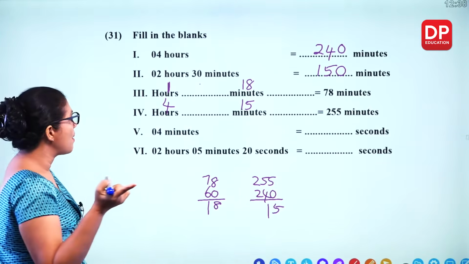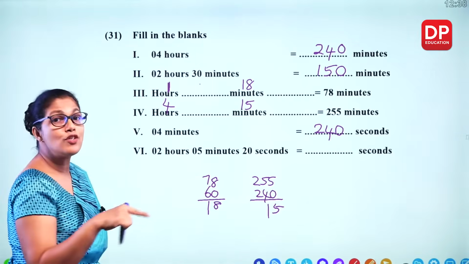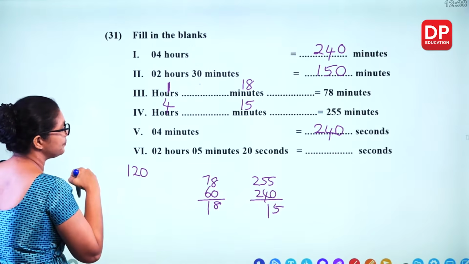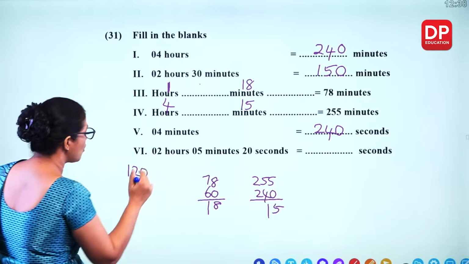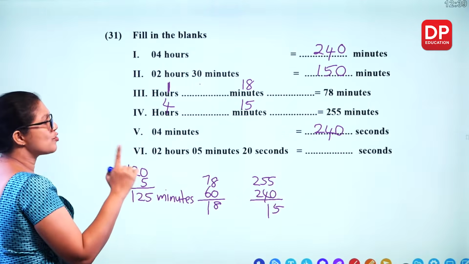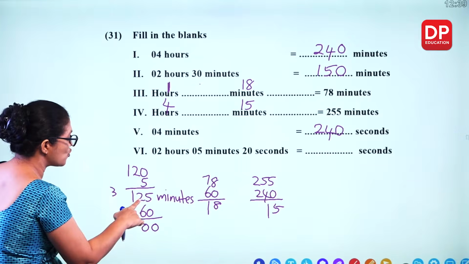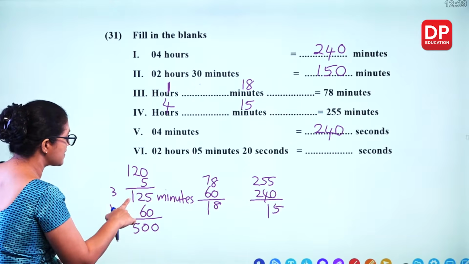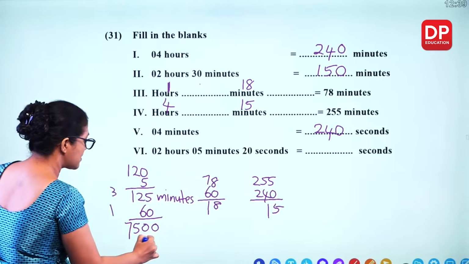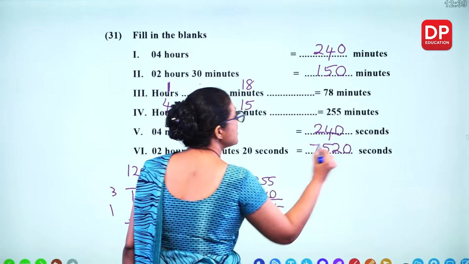Minutes convert to seconds. Multiply by 60. So 240 seconds now. 2 hours, 5 minutes, 20 seconds into seconds. 2 hours, when you convert to minutes, that's 120 minutes. 2 times 60. Then 5 minutes also there. Altogether 125 minutes. How you convert minutes to seconds? You multiply by 60. 0, 6 times 5, 30. 3 remaining. 6 times 2, 12. Plus 3, 15. 1 remaining. 6 times 1, 6. Plus 1, 7. 7,500 seconds. And this 20 seconds, add it to that, you get 7,520 seconds are there altogether.